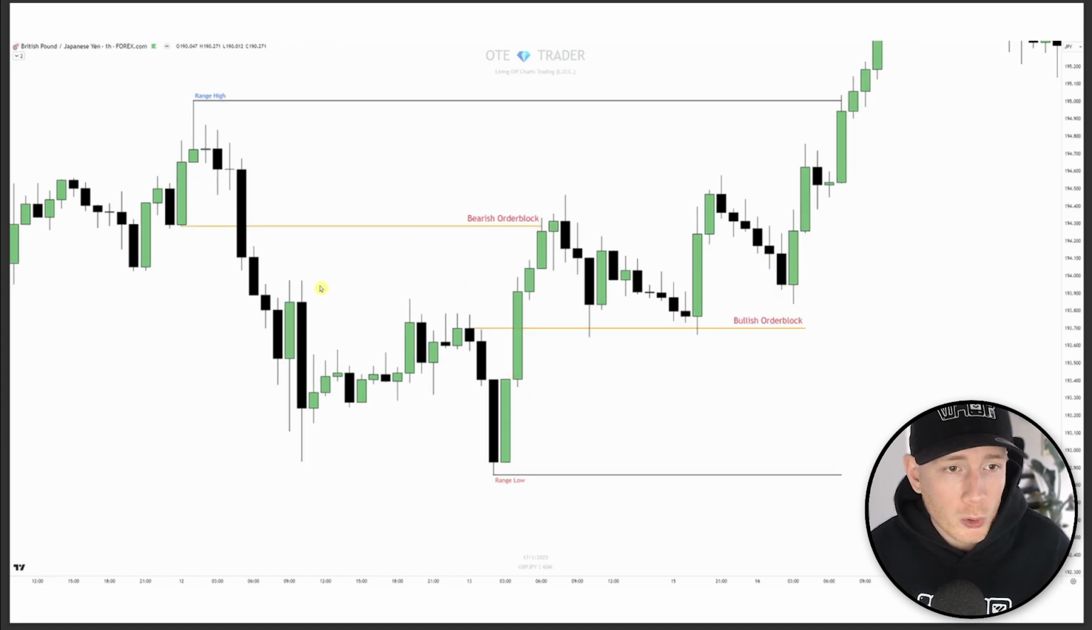Let's talk about order blocks. Order blocks are always connected to the range high of your dealing range. If it's not connected to the range high of your dealing range, this is not a solid order block.